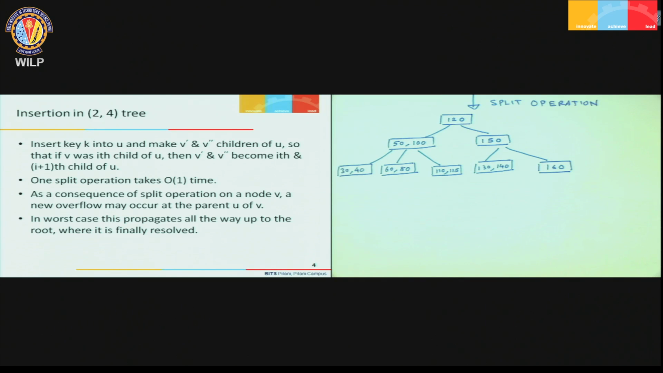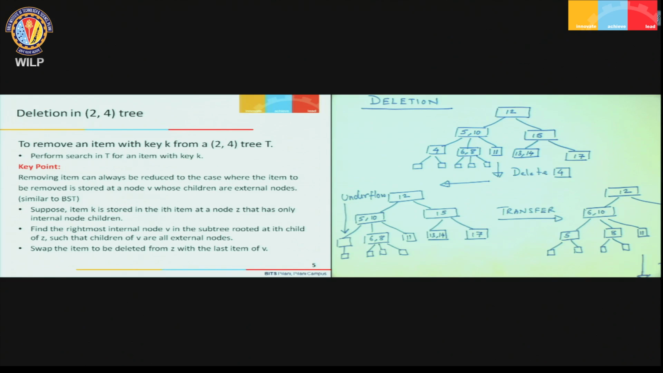Next, we look at how we are going to perform the deletion or removal operation on a 2-4 tree. Again, as we normally do in a binary search tree, to remove a key, first we search for the key. Suppose in the given 2-4 tree we want to delete the key 4. For deleting 4, we will first search for 4. In this particular case, the 4 happens to be at the leaf node.